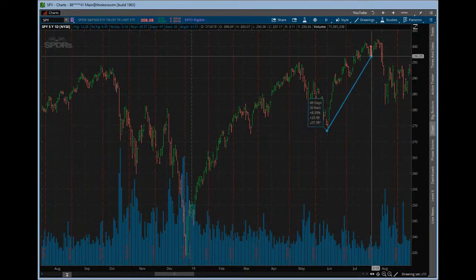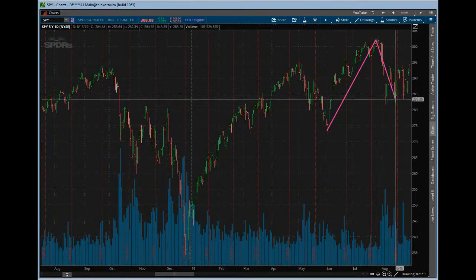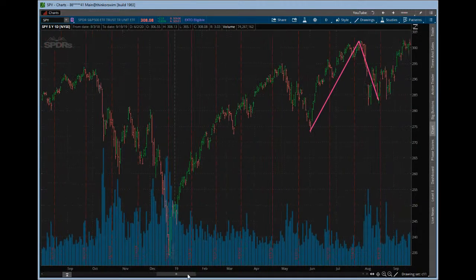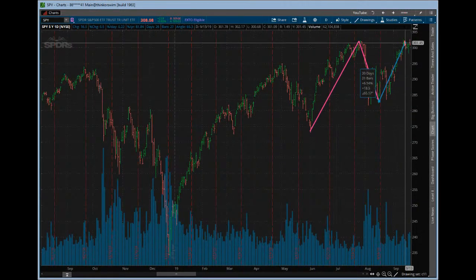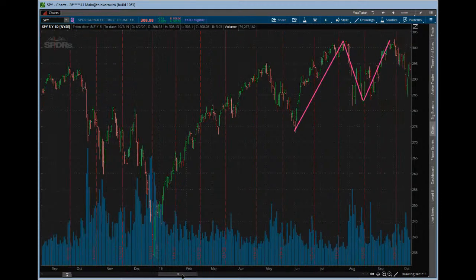So that was your first move up. Then we kind of moved down. We chopped around for a little bit, and you kind of use that top of that M right there, and then we hit a high just about at that same level right there. So we look for a breakdown through those levels, right?